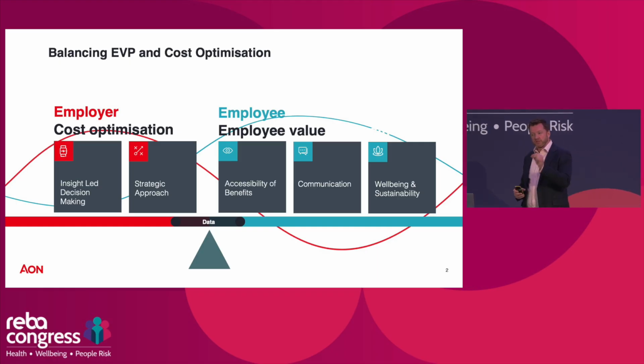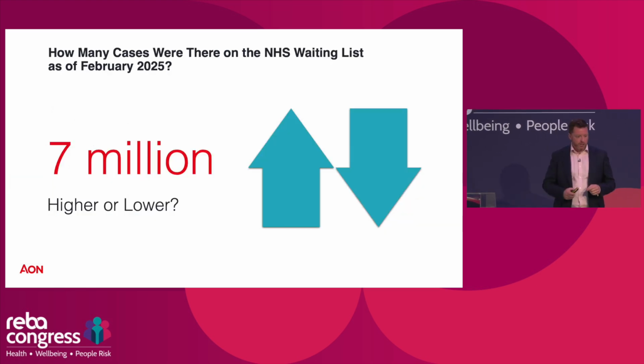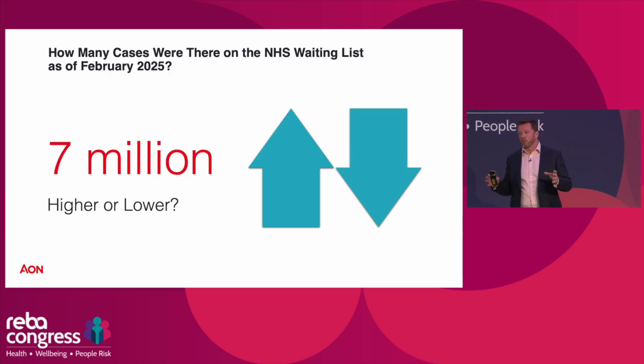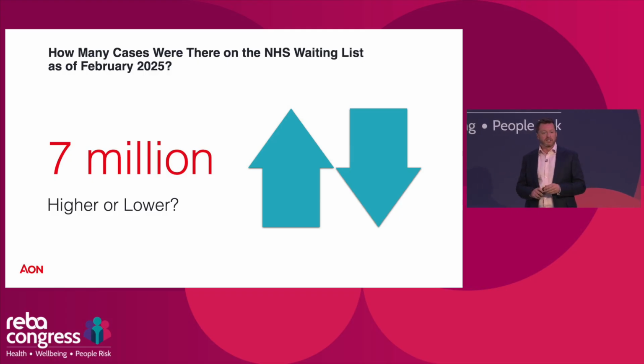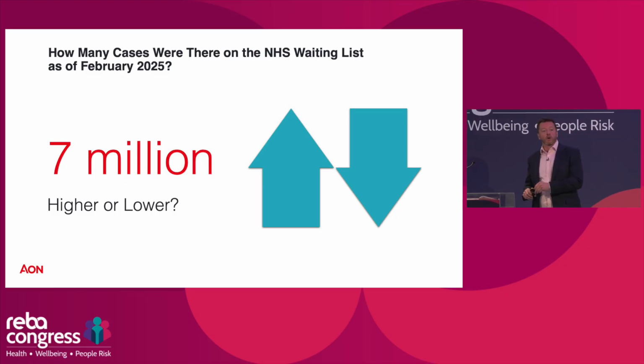Data is the key to understanding and getting that balance right. To put this into the context of the UK, we're going to do a very high-tech poll of higher or lower people raising hands. So the question I want to pose is how many cases were there on the NHS waiting list as of February 2025? Higher or lower? Hands up if you think it was higher than 7 million.